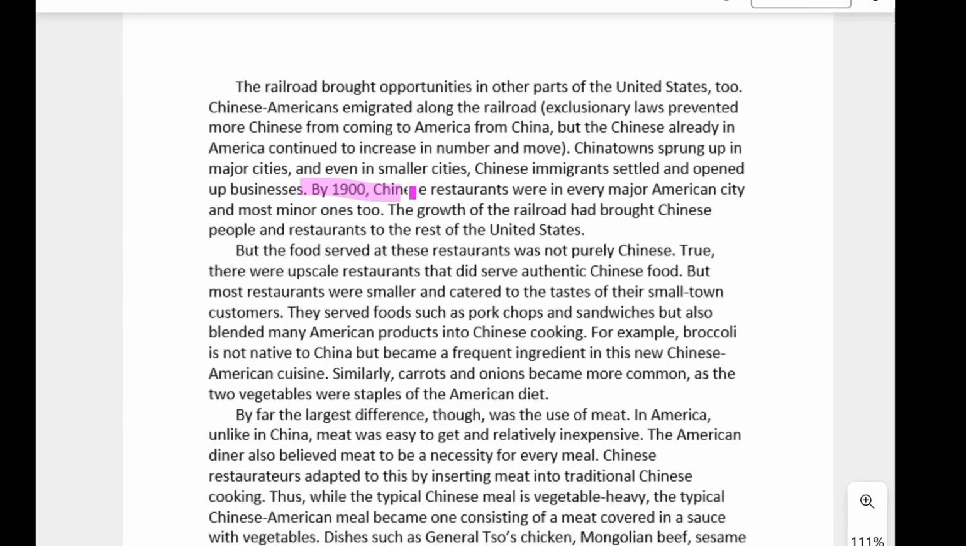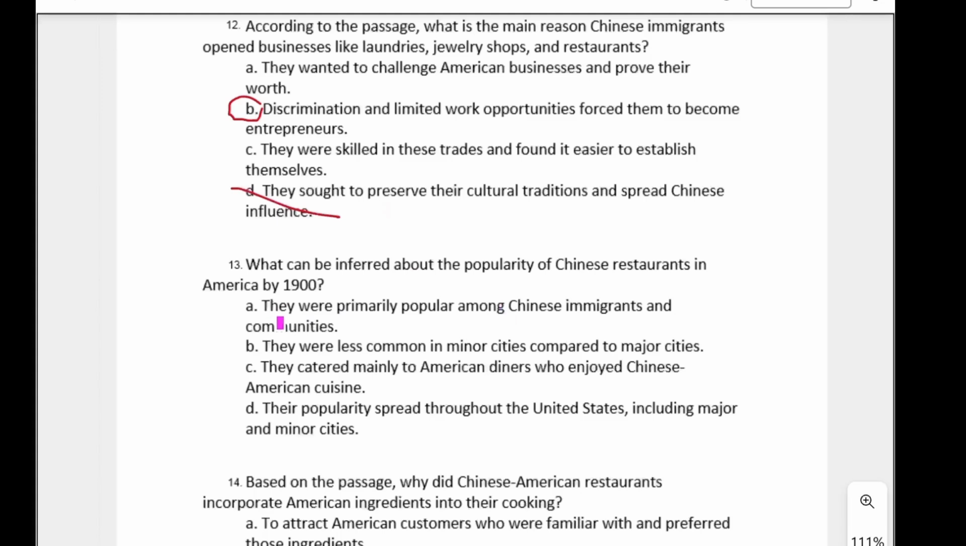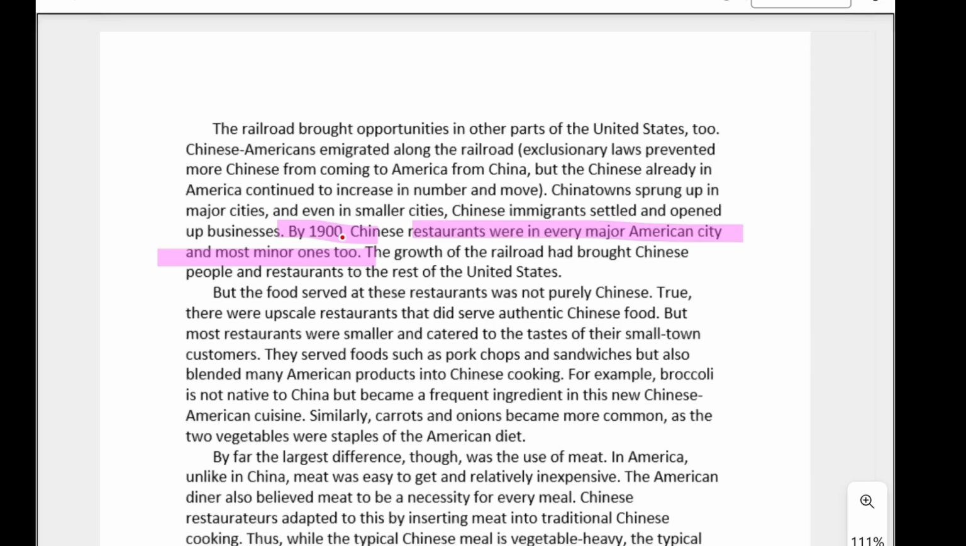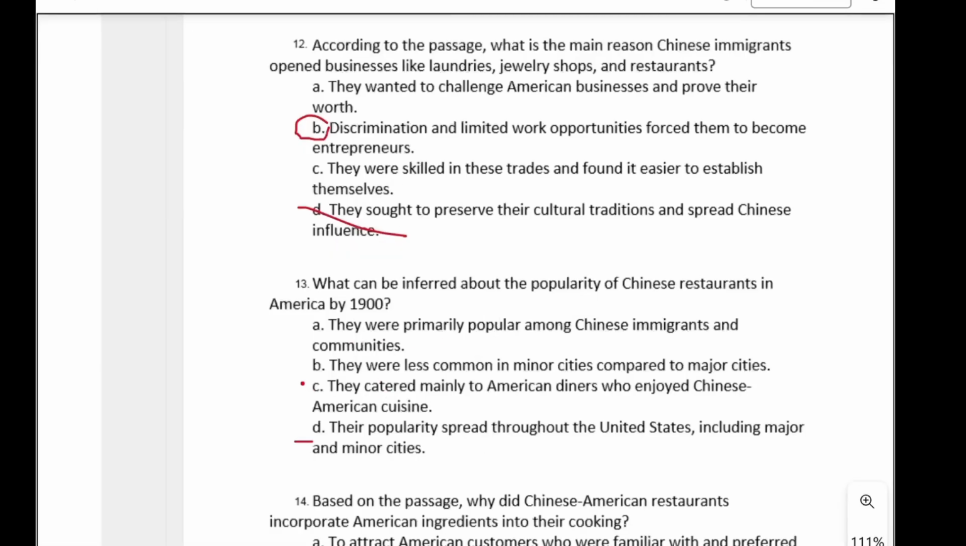Let's say by 1900, Chinese restaurants were in every major American city and most minor ones too. So we are gravitating towards D as an answer because they spread in both major and minor cities. Now, have caution with other answers because it doesn't really talk about being localized to mostly American diners. It talks about how you have upscale restaurants, you have smaller scale restaurants. Maybe American diners do like it, but that's not the only place. So the one about American diners, we can cross that out as an answer.